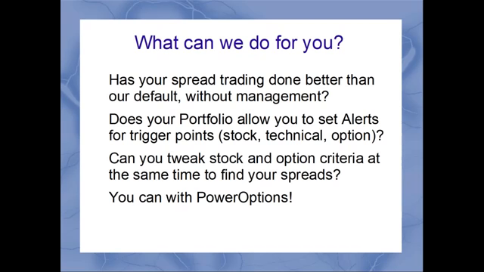Now, can you tweak stock and option criteria at the same time? Meaning you're running a search, you might look for stocks first at your broker and then go look at an option chain to figure out which bull put matches it. Well, in Power Options, on the bull put search, you can tweak the criteria for the stock and options all at once, run your search, and now you know you have just the spreads that match your personal criteria. So that's what we can do for you.